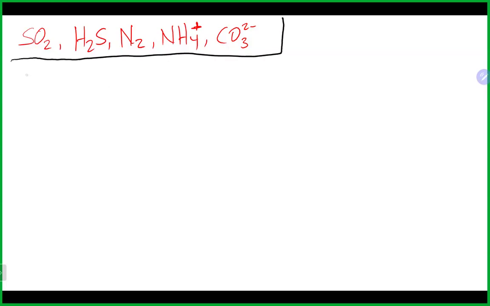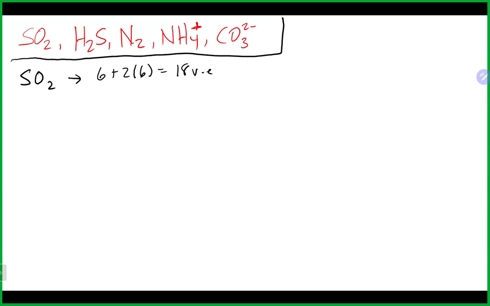So we'll start with SO2. Remember, one of the first things you want to do is count up the total number of valence electrons, which equals the group number. Sulfur is group 6. There are 2 oxygens, which are also group 6. So that's 18 valence electrons.